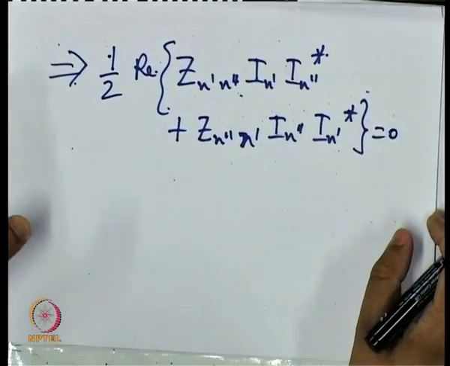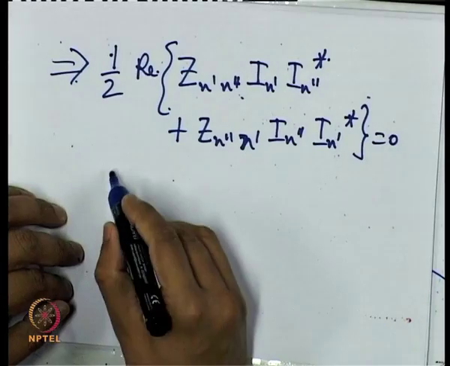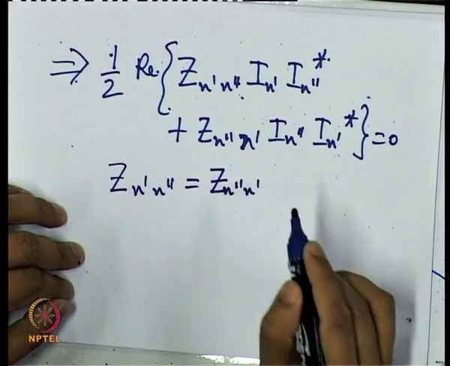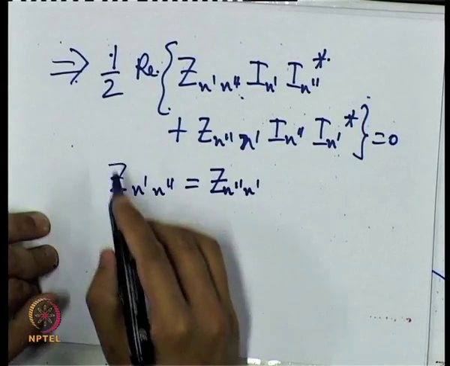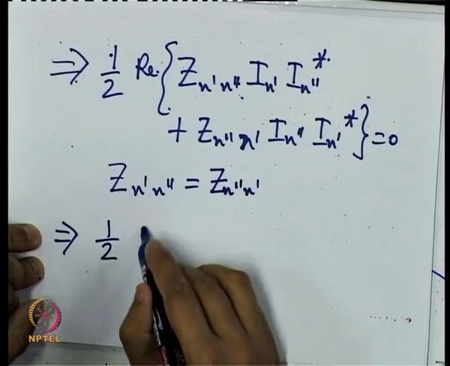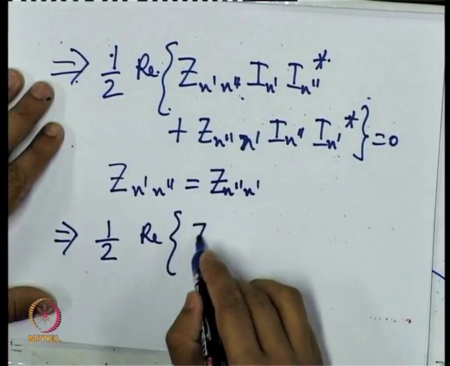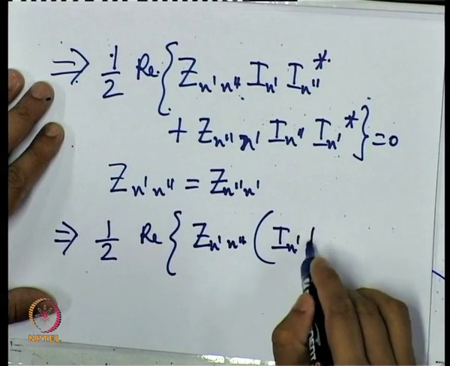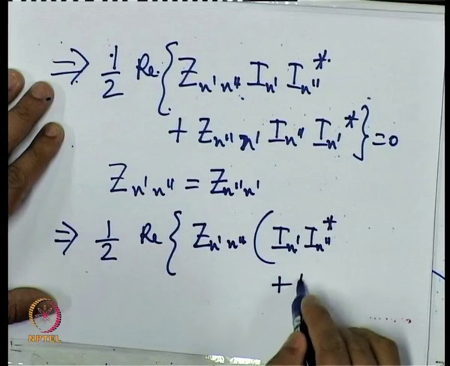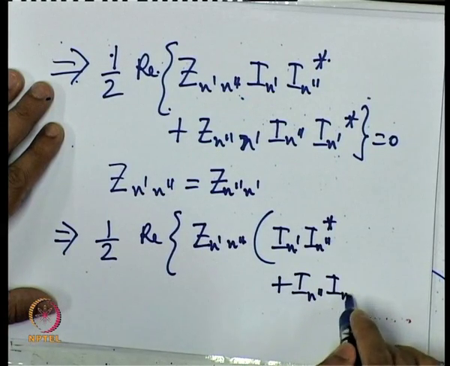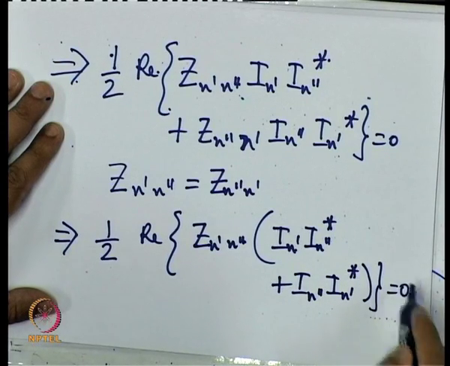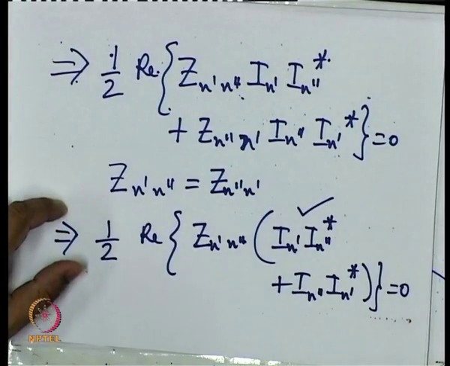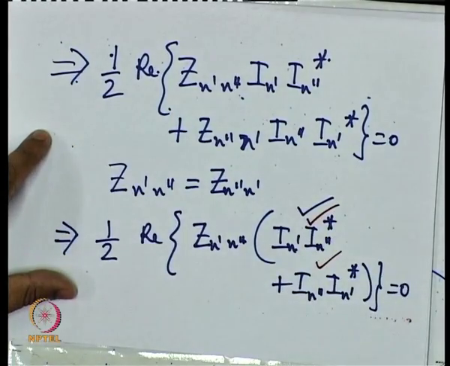Now, since this is also a reciprocal network, we have defined our network like that, hence z of n dash n double dash should be equal to z of n double dash n dash, and this condition, if we apply to our circuit, translates to now this term is purely real, just like the other two terms. These two terms are purely real.